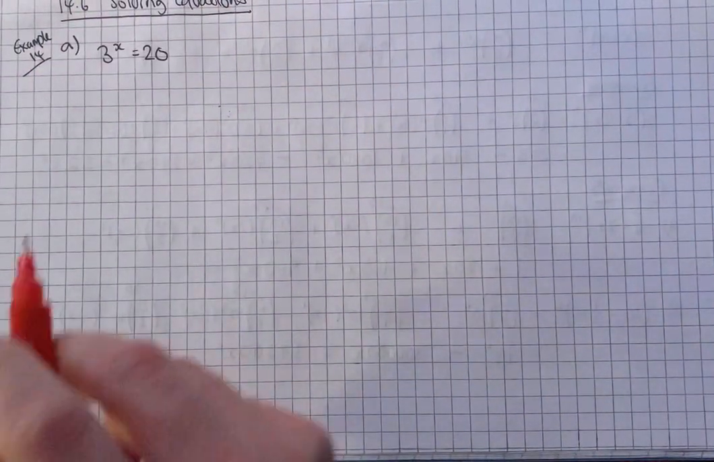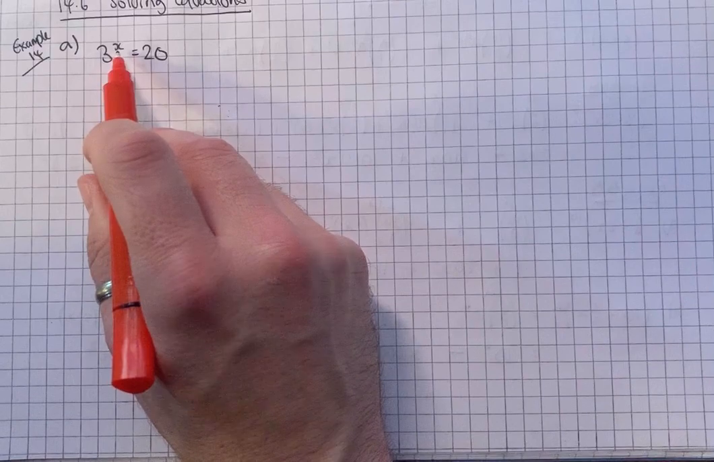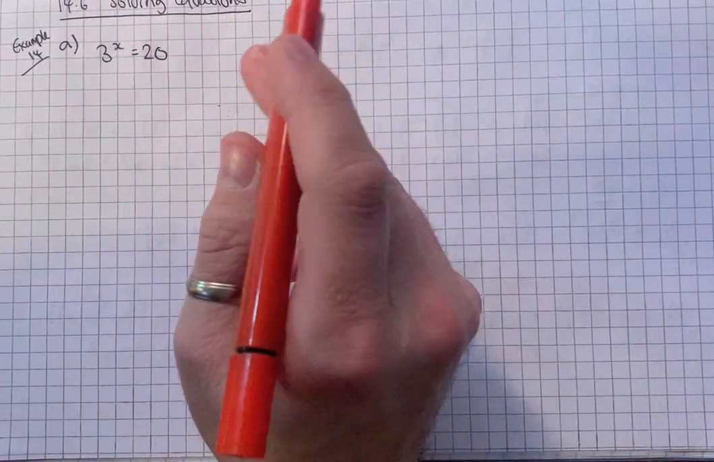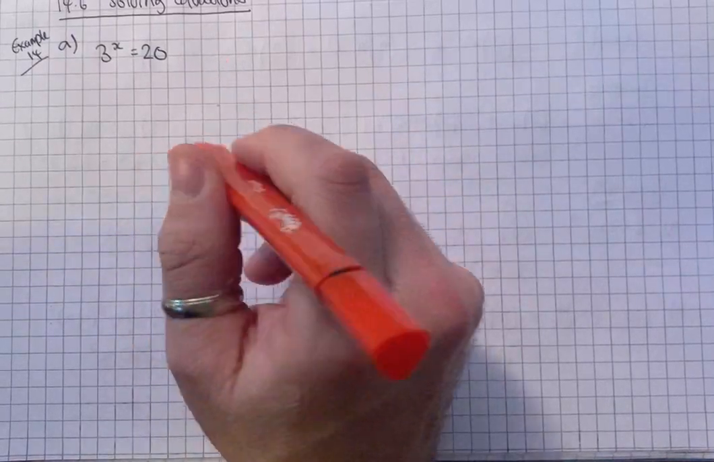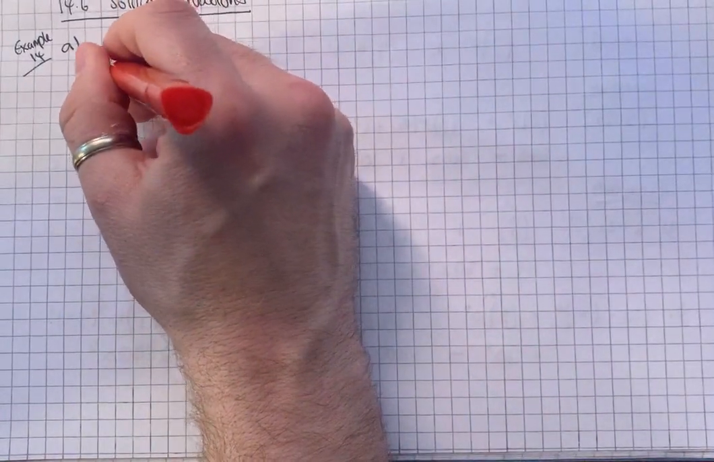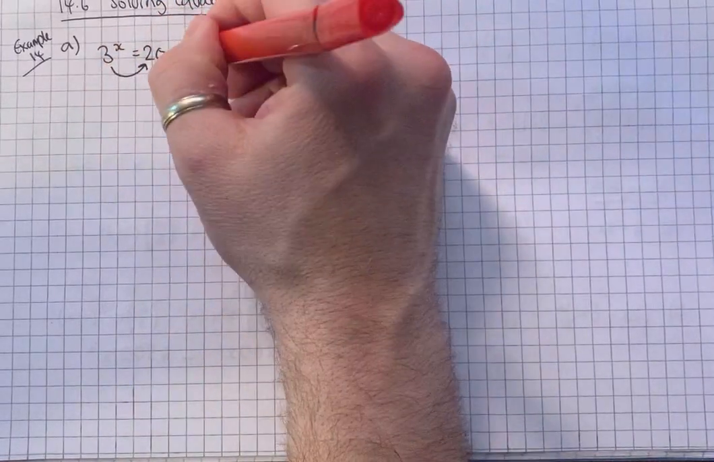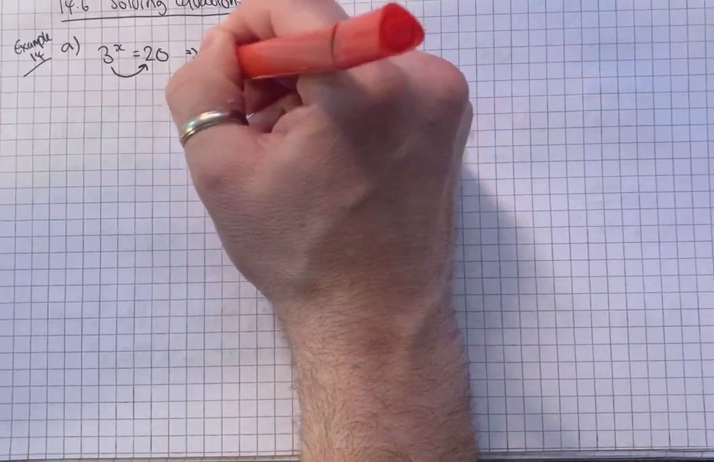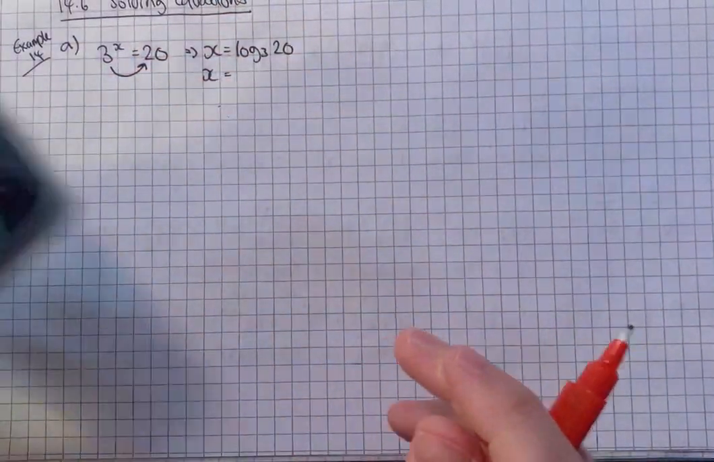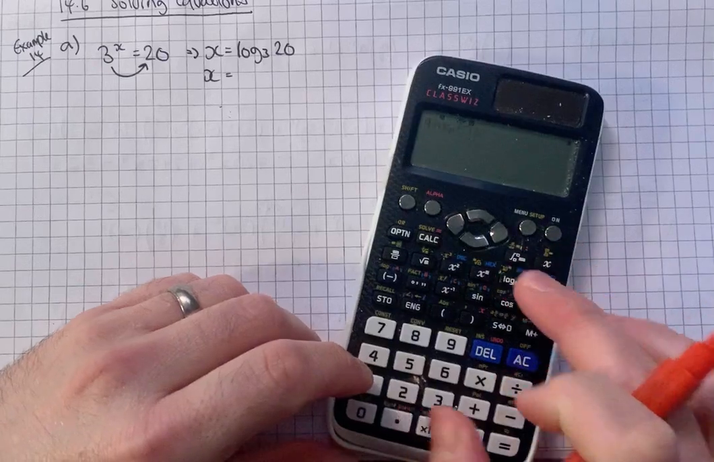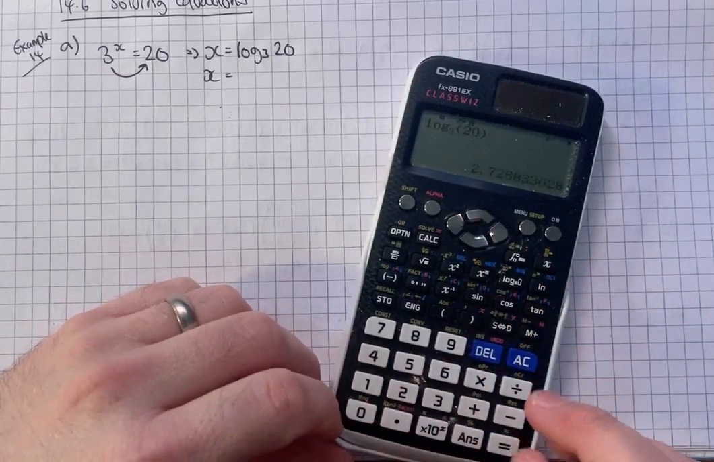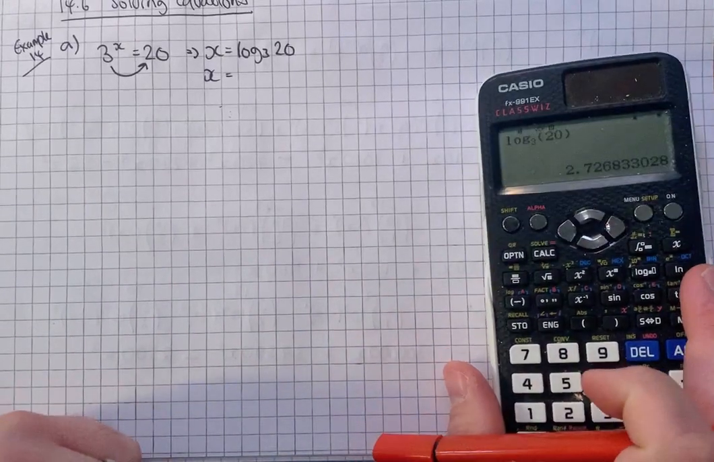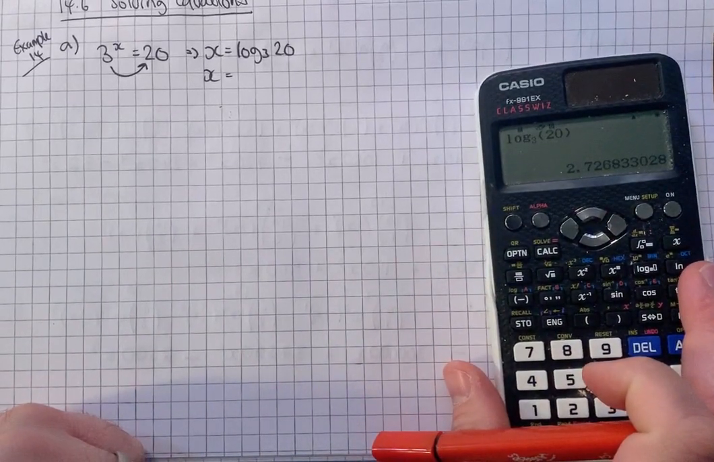Okay, so 3 squared is 9, 3 cubed is 27. So you know the power is going to be somewhere between 2 and 3, but what's the exact value? Well, we can now use logs to solve that problem, because 3 to the power of on the other side becomes log to the base 3. So x equals log to the base 3 of 20, which you can smash into a calculator. 2.727 to 3 decimal places.